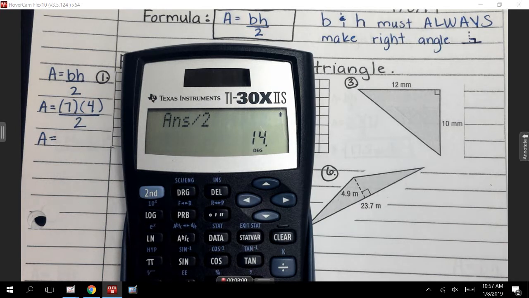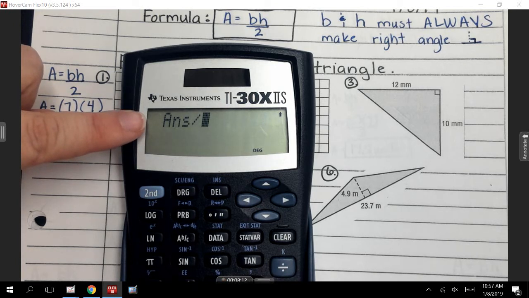And now that's going to give me my answer. So do we have to keep typing numbers in? No. The calculator keeps track of it. Isn't that cool? All right. So now if I hit divided by something again, now what is answer talking about? What was the last number I just had? 14. Do we want to do anything else to 14 though?